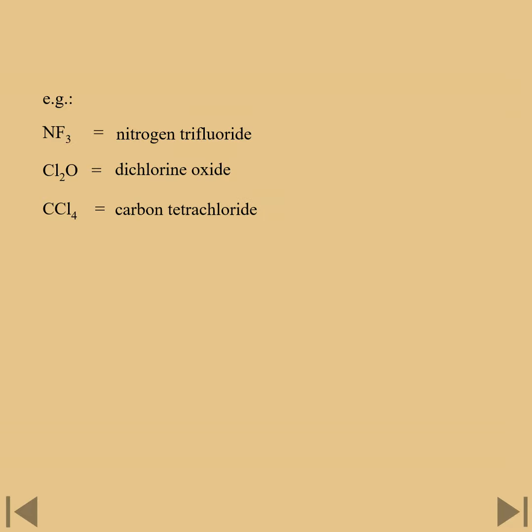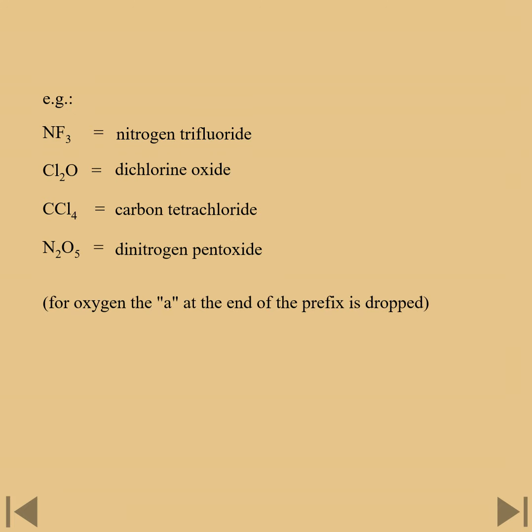Two nitrogens and 5 oxygens would be dinitrogen pentoxide. We might be tempted to call it pentaoxide, but when we have oxide, we essentially drop the A at the end of penta or hexa, hepta, whatever. Okay, I hope you find naming binary molecular compounds pretty straightforward.